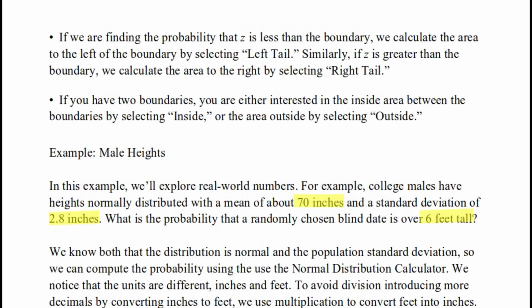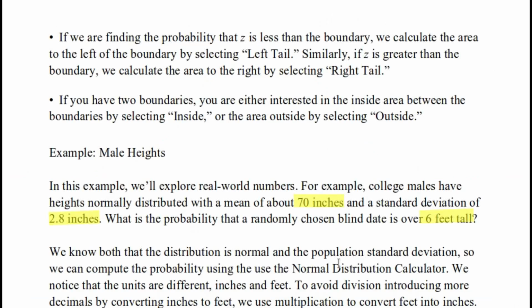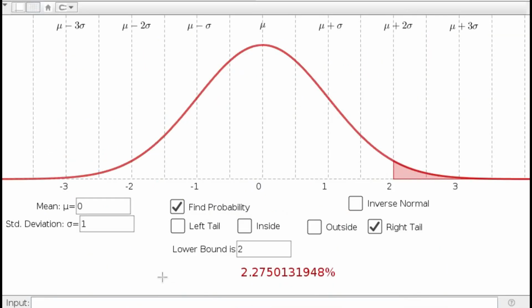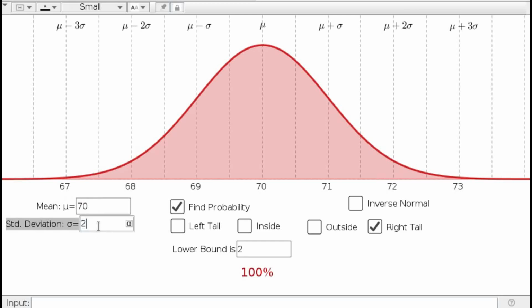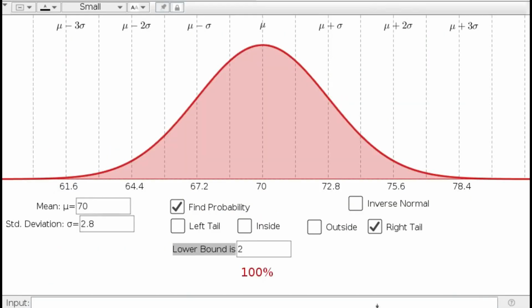Now let's go into our normal distribution calculator. We're interested in a probability. Let's remind ourselves of the mean, 70 inches, standard deviation 2.8 inches, and we're interested in looking for the probability that the blind date is over, that is greater than 6 feet, that is 72 inches. So we're interested in a right tail, above 72. And the graph shows us exactly what is going on.